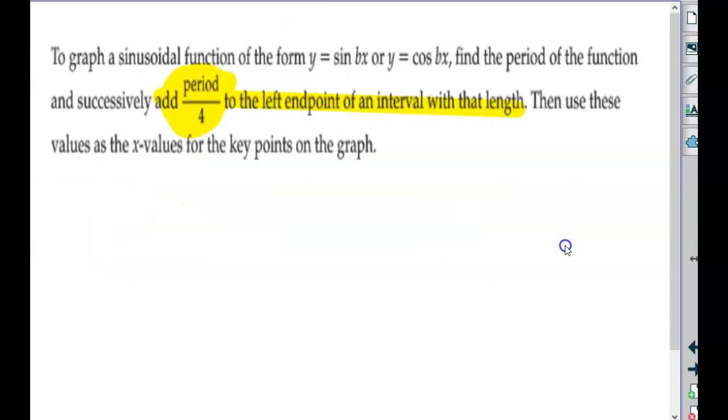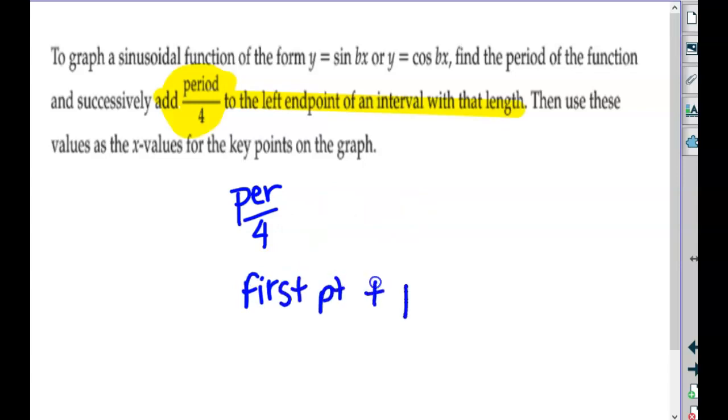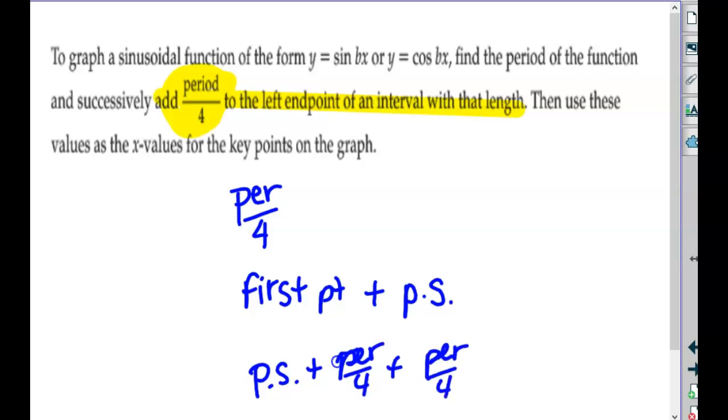Quarter points, this is what's going to happen when there's a phase shift. You're going to take the period divided by 4, and that's what you're going to count by, but for the first one, you're going to add the phase shift. So you're going to do the phase shift plus the period divided by 4 will give you the next point. And then you're going to keep adding on the period divided by 4.